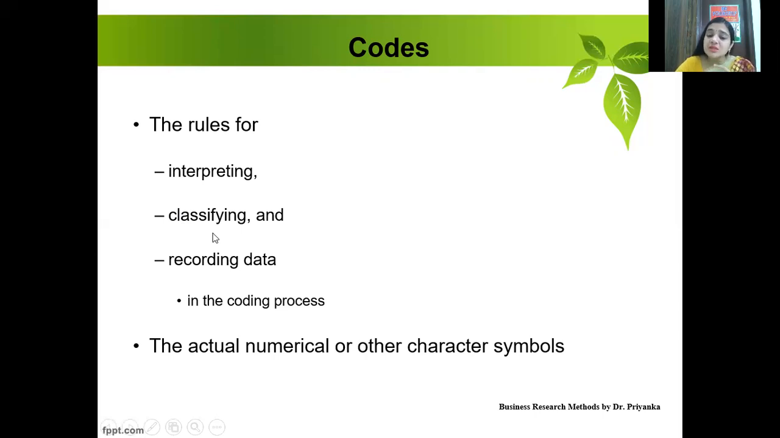For example, whether it is an MCQ, or a yes/no, or a categorical question, you'll classify it, and then you'll be recording data accordingly in the coding process. For example, if a question has just two answers, yes or no, then you can mention numerical codes as 1, 2, or 0, 1 for better understanding.